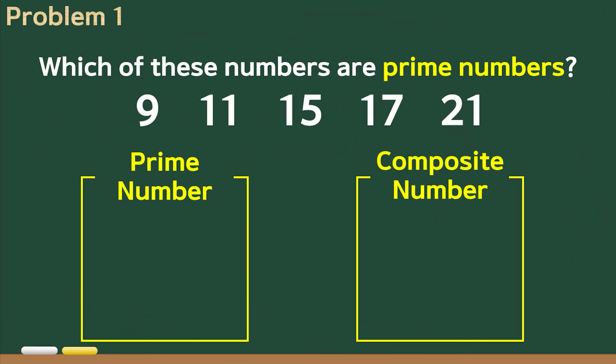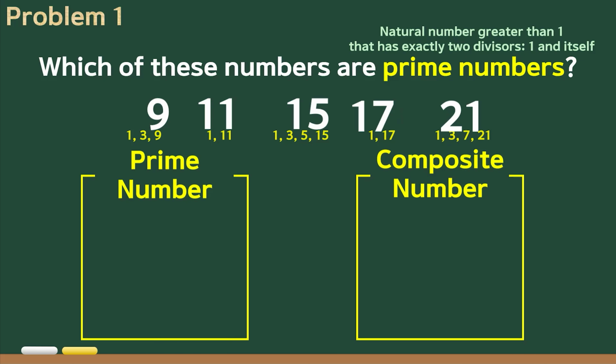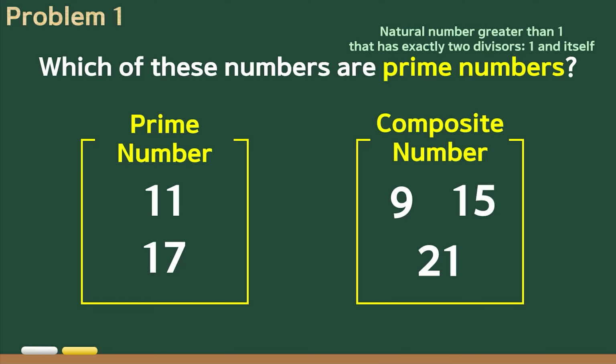First problem. Which of these numbers are prime numbers? Take a moment to think. A prime number has exactly 2 divisors. So, 11 and 17 are prime numbers. The others are composite. This idea is the starting point of everything in this unit.